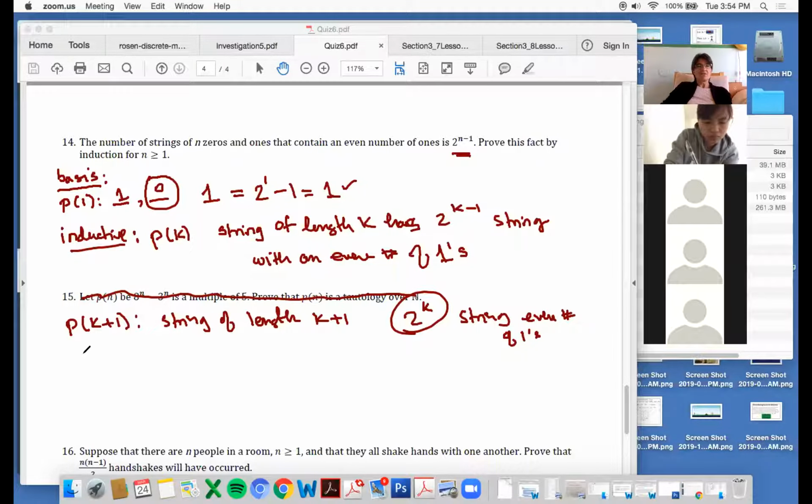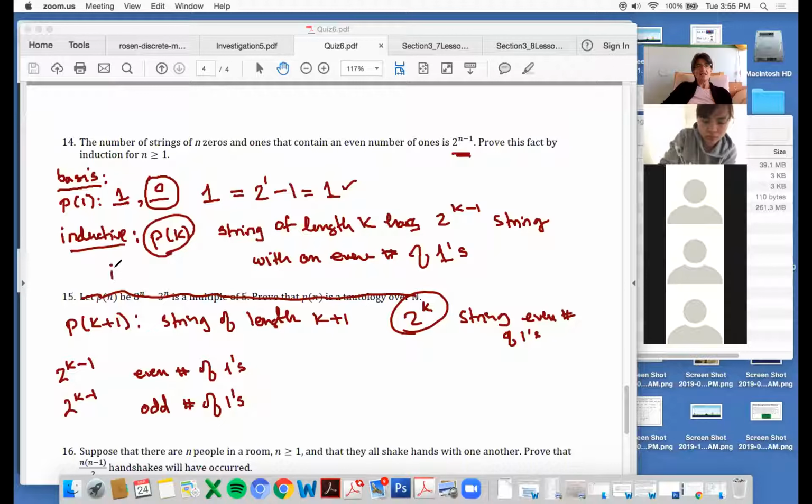So let's think of what's happening at P(k). We're going to have 2 to the k minus 1 strings that have an even number of ones. How many strings will have an odd number of ones? Same number, 2 to the k minus 1. So basically half of them. In total, a string of length k has 2 to the k possible strings. So if you divide by 2, you get 2 to the k minus 1. Half of them are going to be even, half of them are going to be odd. So why do I need to know this?